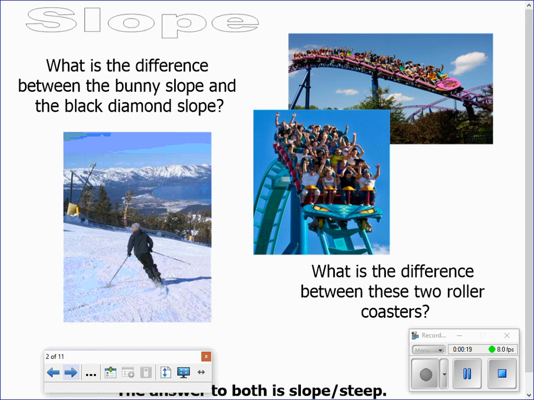We often look at different slopes, like when you go skiing or snowboarding. We know that the bunny slope, which is less steep, doesn't go as fast as maybe a black diamond slope. So it kind of gives you an indication of where you should begin. When we talk about different roller coasters, often the roller coaster that is steeper has a faster acceleration, and so for some people that can result in having more fun.